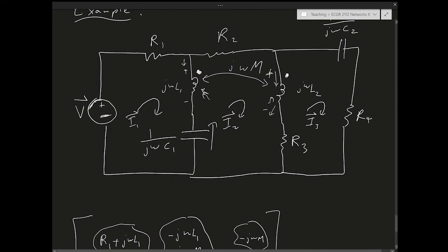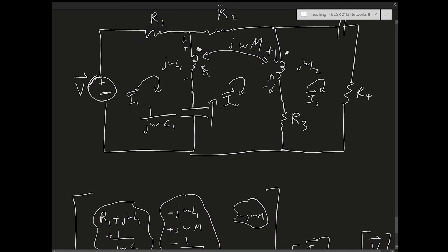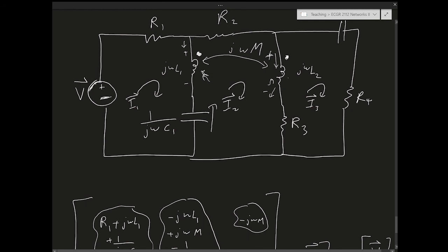And then finally, only in the third mesh, I'm going to have R4. So I'm going to have plus R4. So that takes care of the self terms. Now I want to take care of the mutual term. Okay. So there's a mutual voltage here. And this mutual voltage is what? It's j omega M times I1 minus I2. All right, but what about the sign? Well, I1 minus I2 goes into the dot, right? But when I'm going clockwise here, the KVL voltage that I'm interested in is opposite of the polarity of the dot.